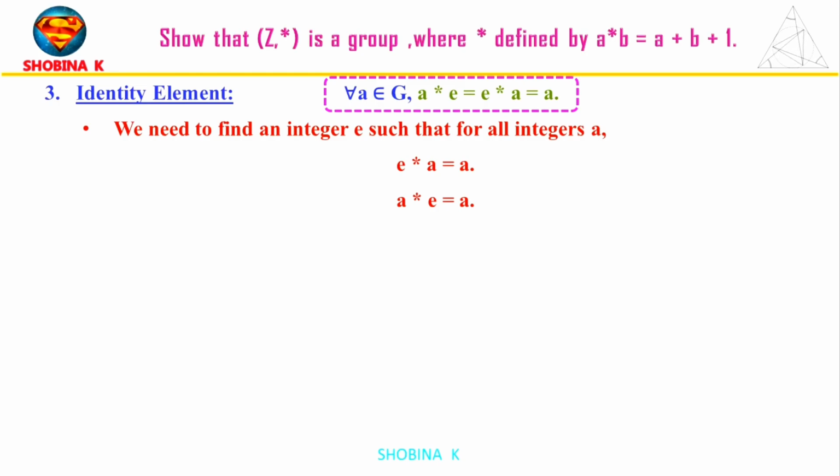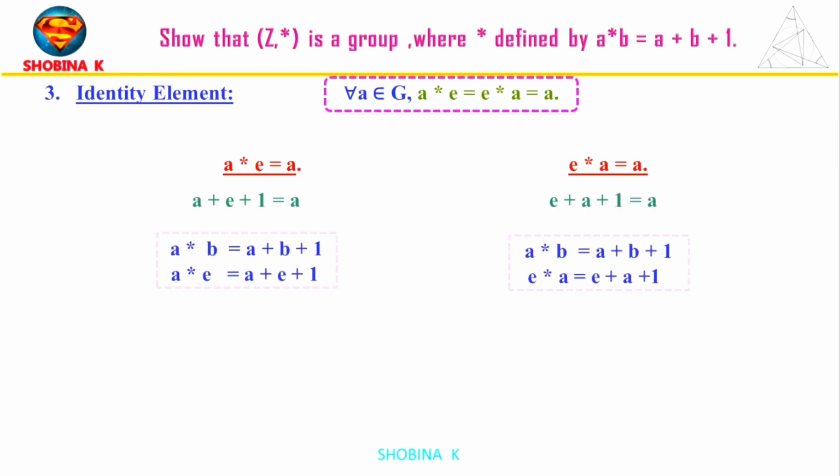In mathematical notation, it can be expressed as a * e = a, e * a = a. Okay, using the definition of multiplication, let's see e satisfy the equations. From the definition, we have a * b = a + b + 1. So for the equation a * e = a, we have a as a and b as e. And for the equation e * a = a, we have a as e and b as a.